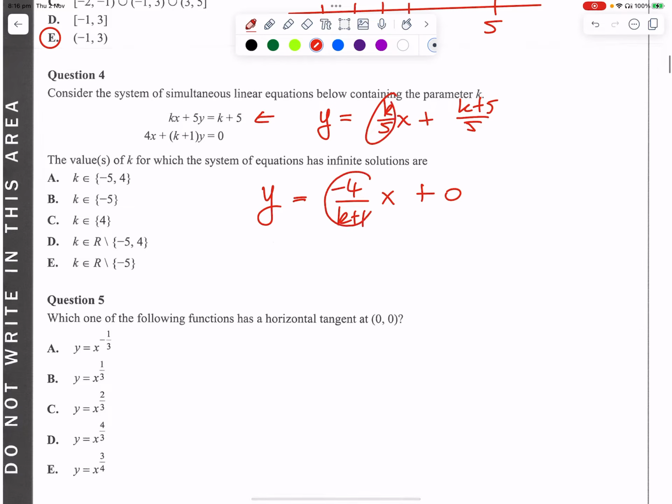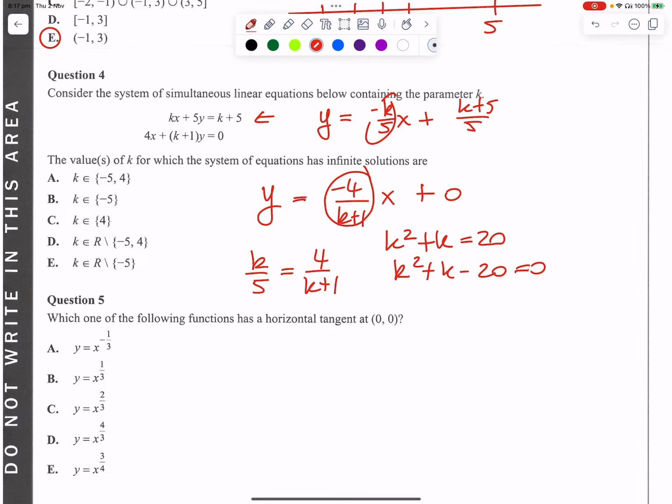Okay, their gradients are the same. So negative k on 5 is equal to negative 4 on k plus 1. I'll just get rid of the negatives. Cross multiply, k squared plus k is equal to 20. k squared plus k minus 20 is 0. k plus 5, k minus 4. So k is negative 5 or 4.